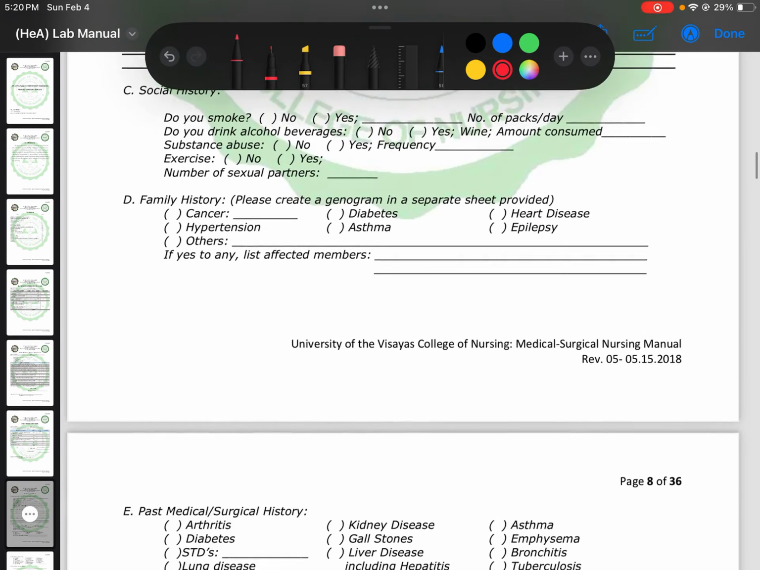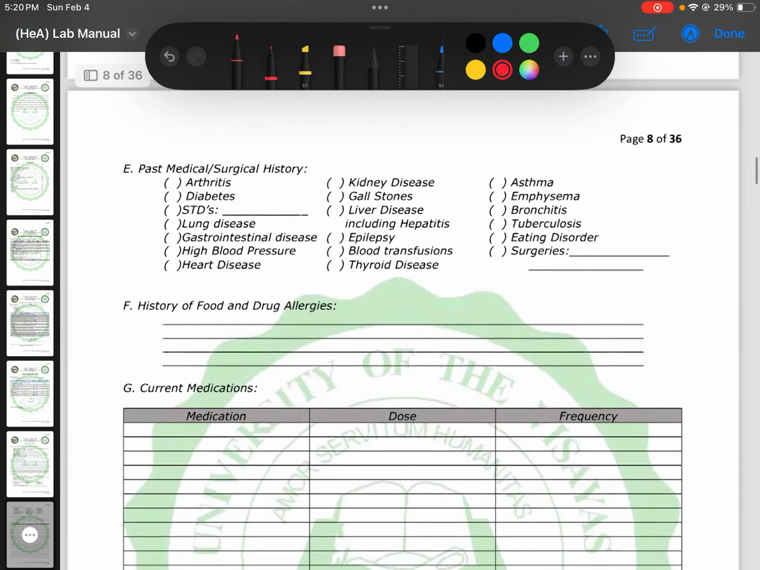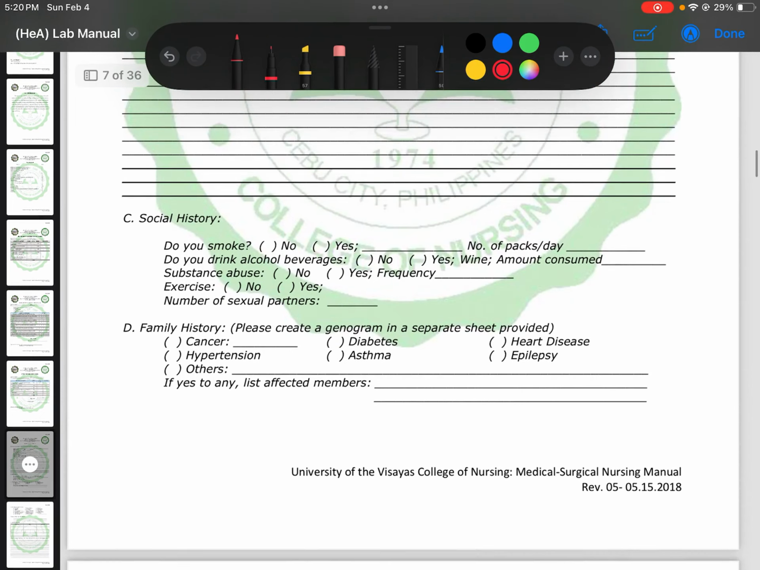Okay. Social history, family history, medical surgical history. In these instances, class, we will just check, no? Does the patient smoke? Yes. How many times? 1 pack a week. Okay, 1 pack a week.